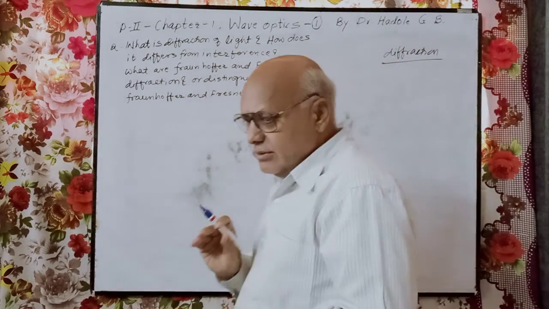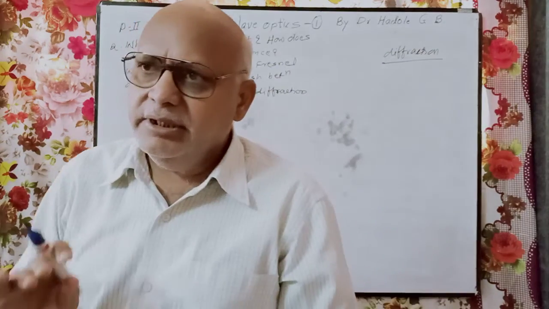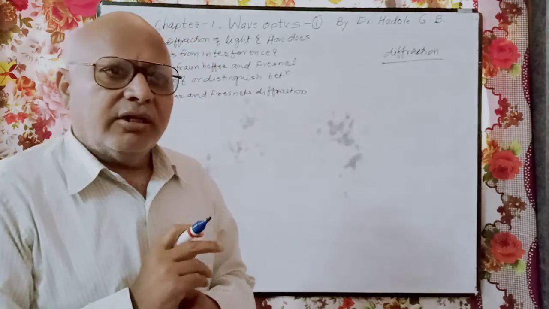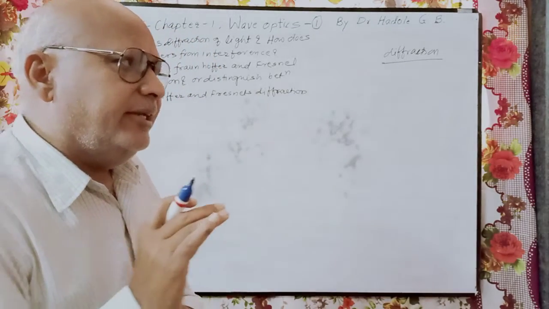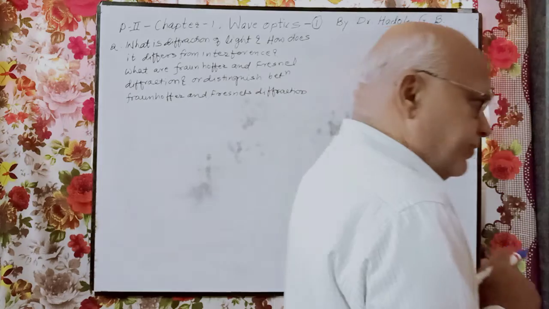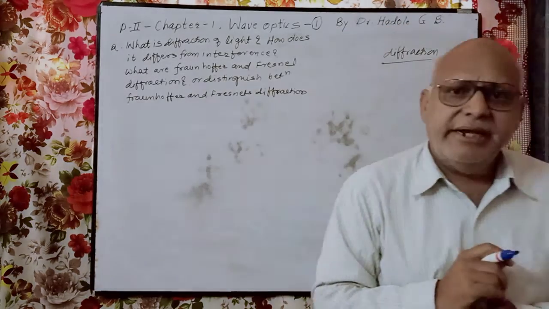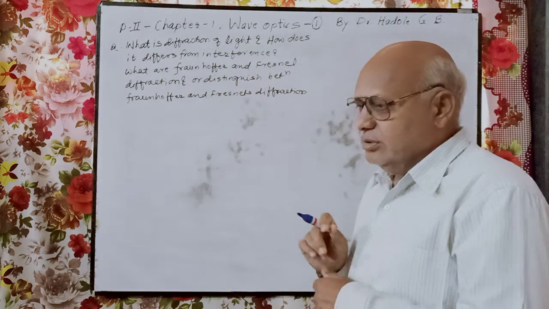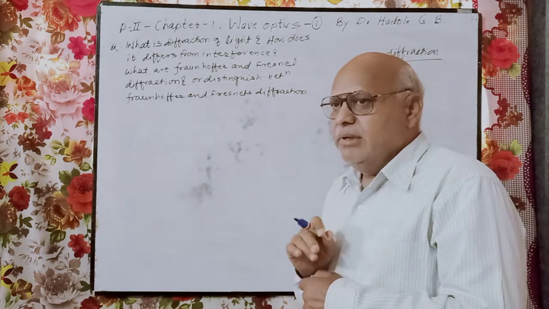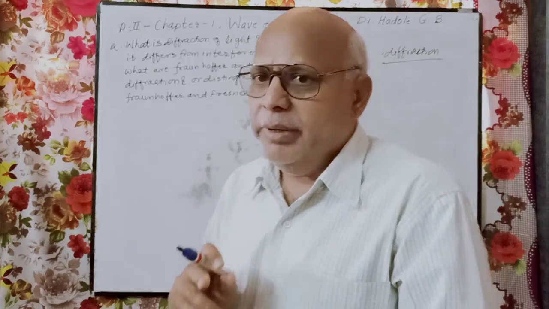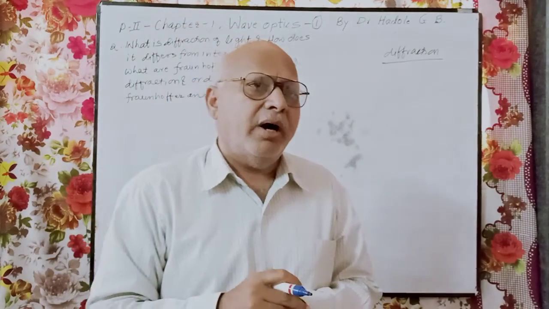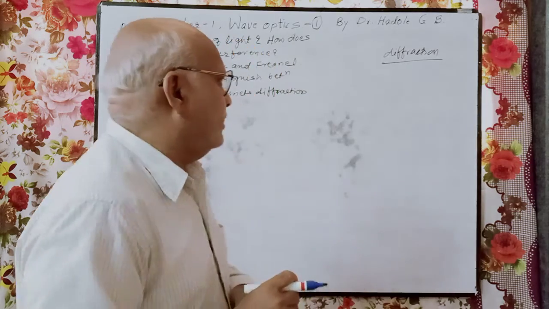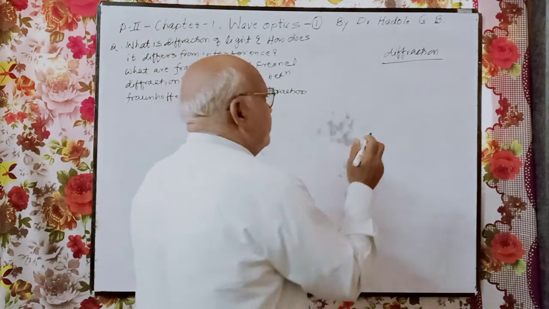We have studied that light travels in a rectilinear direction, or light performs rectilinear propagation. What does it mean? In a given medium, light travels along a straight line. But here we are going to learn that in the same medium, the light is going to bend. Light is going to change its path. And this can be learned by taking some examples.